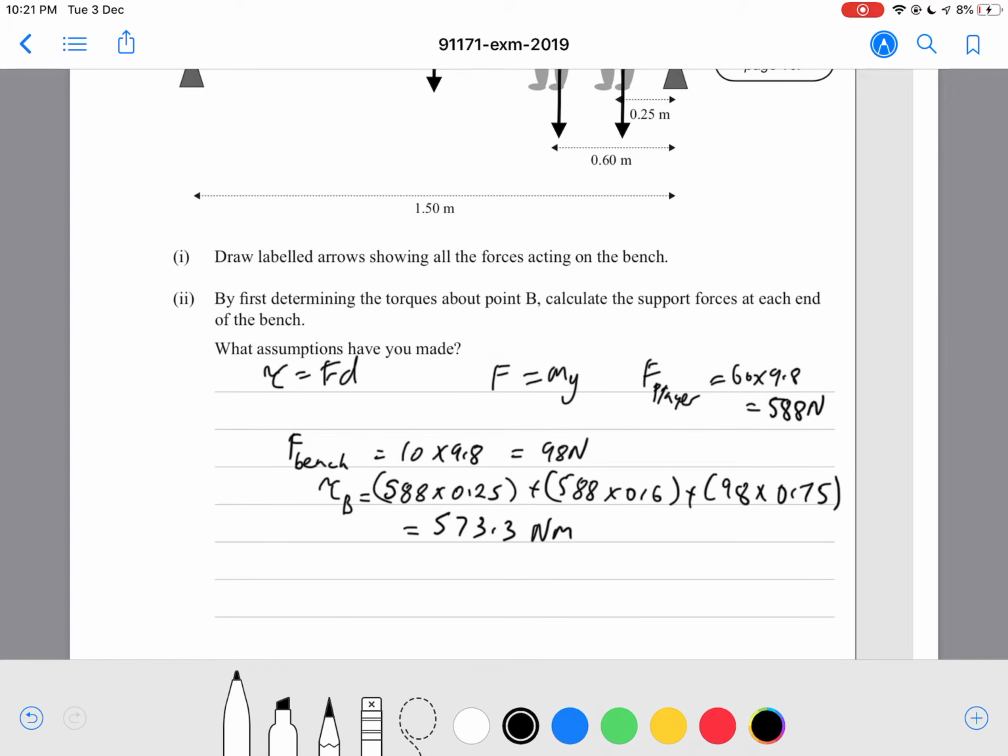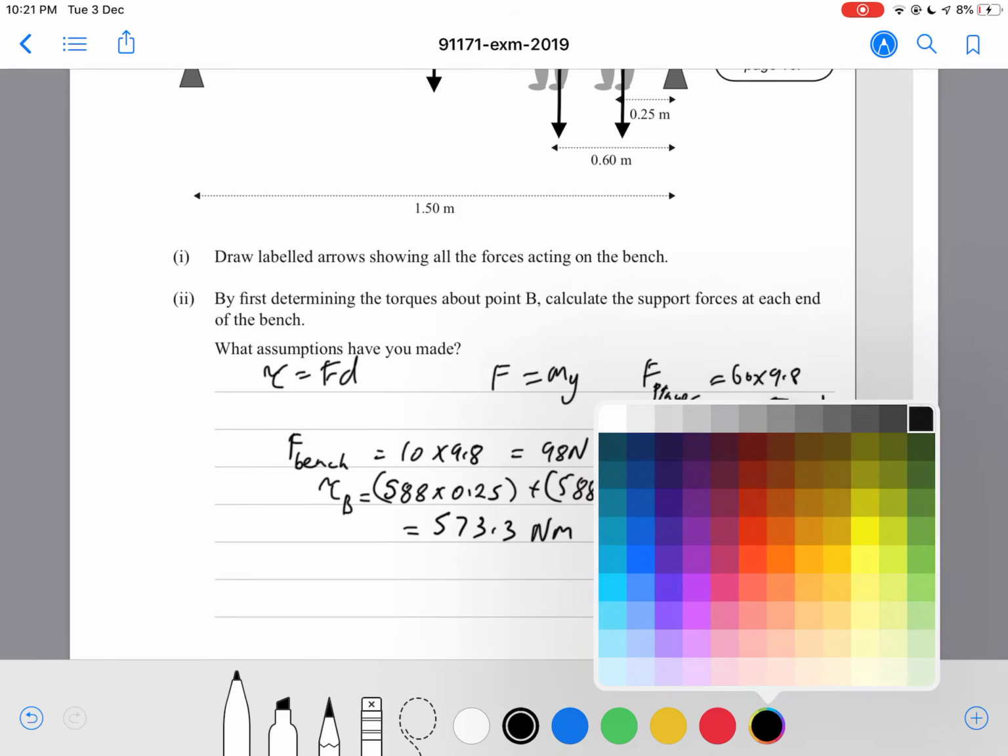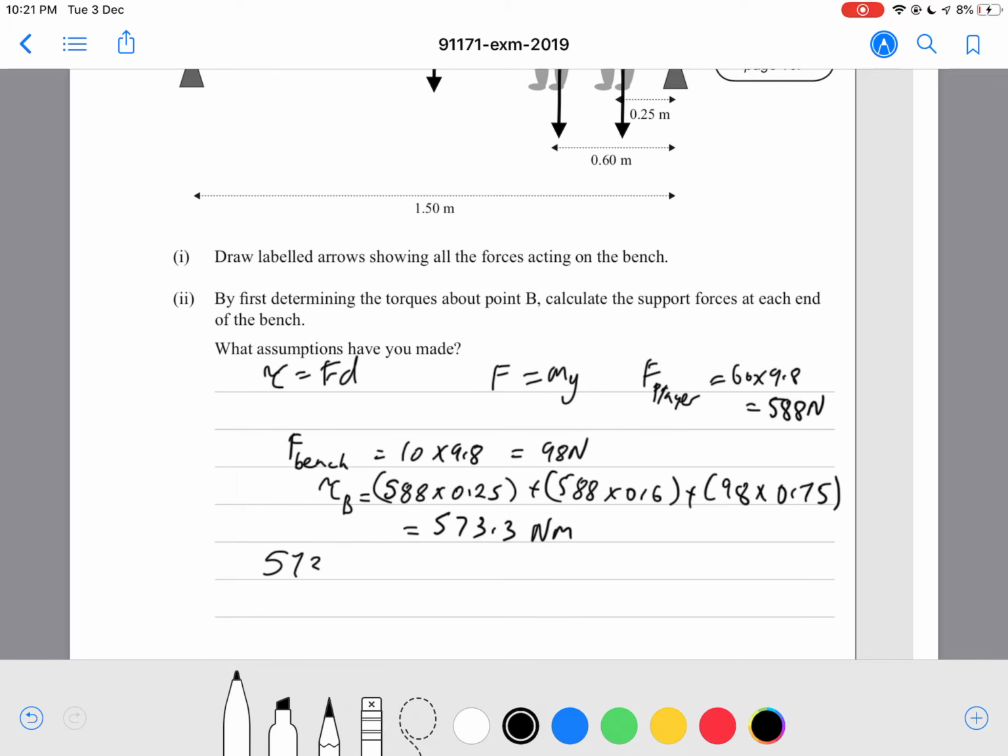Once again, we can use torque equals force times distance. So this time we can say 573.3 is equal to 1.5, which is our distance, times the support force at A. Therefore, our support force at A will be equal to 382.2 newtons.